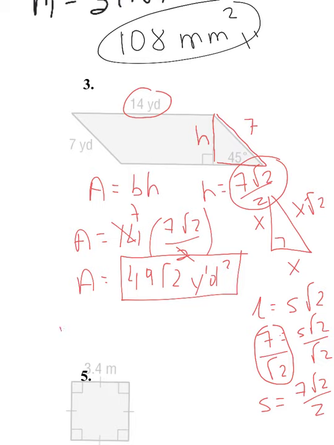Perimeter is pretty easy. All you have to do is 2 times 14 plus 2 times 7. Okay, so the answer would be 28 plus 14, which I believe is 42 yards. So perimeter would be 42 yards.